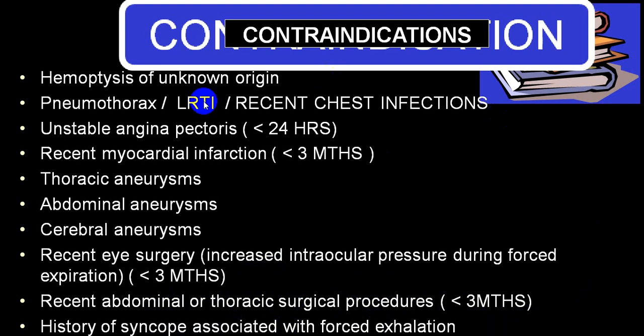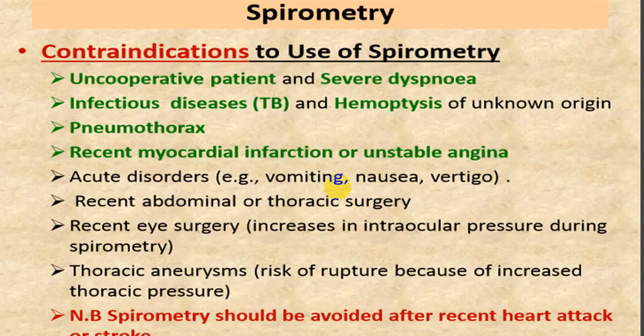The major contraindication is pneumothorax, any upper respiratory tract or lower respiratory tract infections. Those are the two major contraindications. And recent MI, unstable angina. You should avoid. So uncooperative person, severe dyspnea, tuberculosis, hemoptysis, pneumothorax, recent MI and unstable angina stand topmost on the list as far as contraindication to spirometry is concerned.